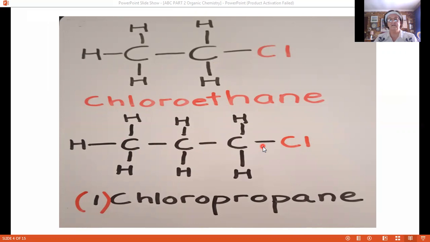3 carbons, chloropropane. And again, I added here the 1 in brackets, indicating that when it's at the first carbon, you do not need to put the number 1 there, like we didn't put the number 1 at chloroethane. You do not need to put the 1 when it's just at the first carbon. You can put the 1, but it's not needed.